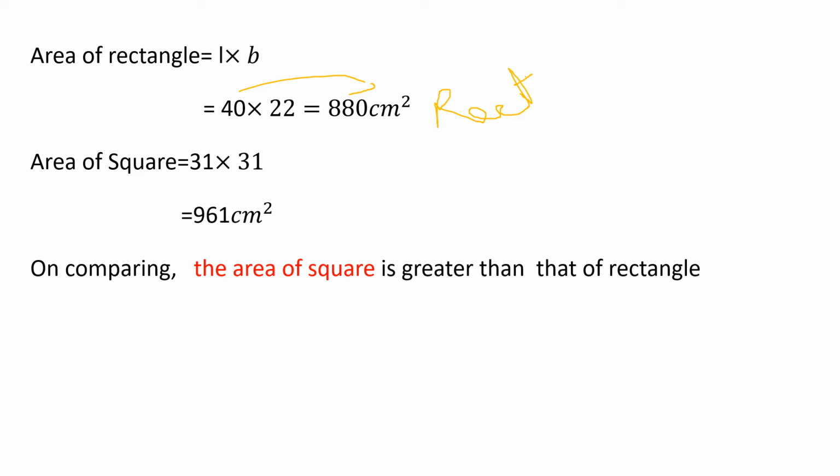Next, area of a square. What is the area of a square? Side into side. What is the formula? Side into side. So what is the side? We have calculated 31 centimeter, right? 31 into 31. Multiply it. Check whether you are getting 961. Check it fast. I'll give you 1 second. Are you getting 961? I think you are getting.